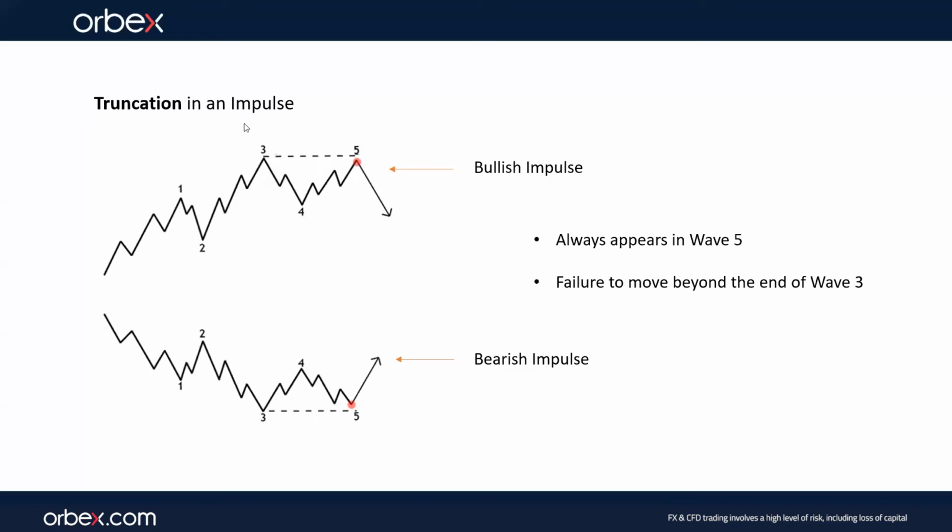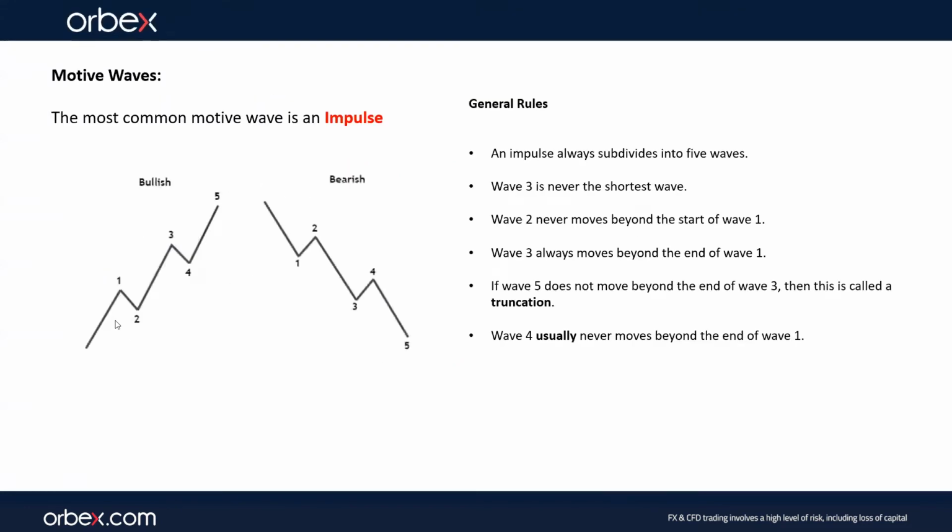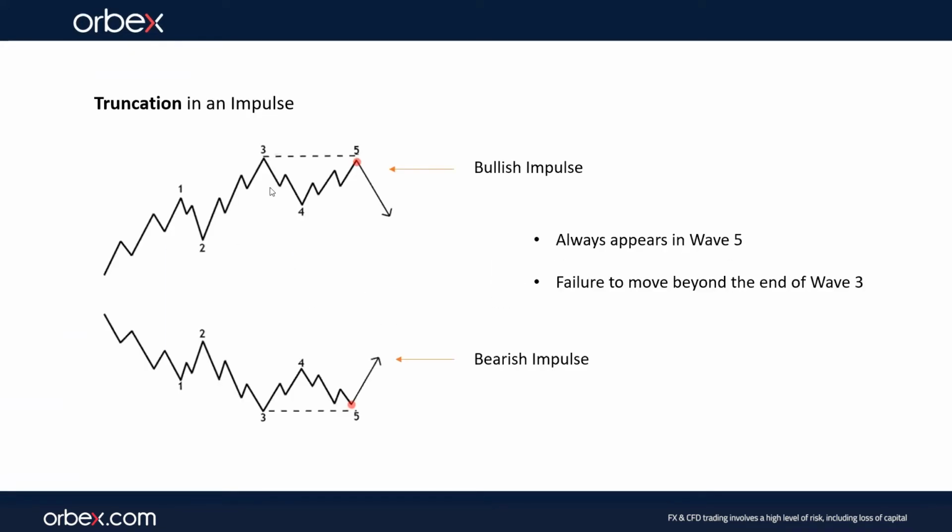So truncation in an impulse, this is what I want to point out. It always appears in wave 5, and we see it because it's a failure to move beyond the end of wave 3. I'll just go back to the other screen. This is what a standard impulse would look like. As you can see here, wave 5 is vastly above wave 3, and vice versa on the bearish leg. However, on a truncation, we've got 1, 2, 3, 4, and wave 5, which on the other diagram was finishing higher here or lower here. But as you can see here, it is actually ending below or above wave 3, depending on if it's bullish or bearish. So this is what a truncation means in that respect.